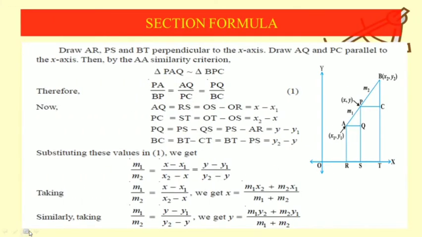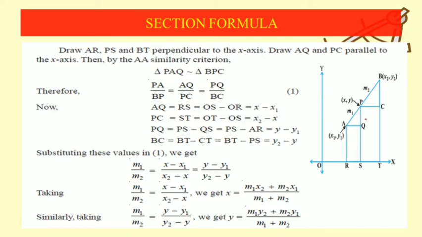Now, for deriving the formula for the x and y coordinate, from A we will drop a perpendicular AR, from P we will drop a perpendicular PS, from B we will drop a perpendicular BT. Similarly from A we will make a perpendicular on PS, that is AQ, and from P we will make a perpendicular PC on BT. So this is our construction here.